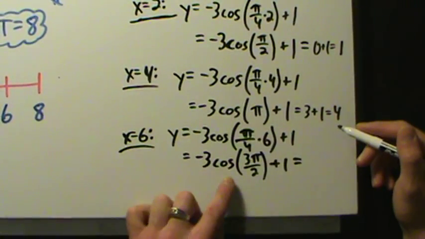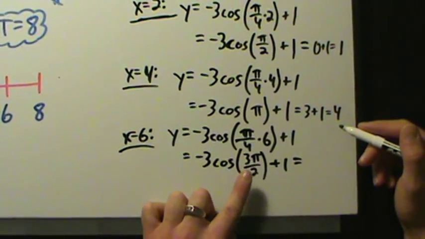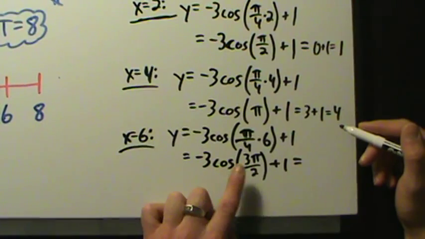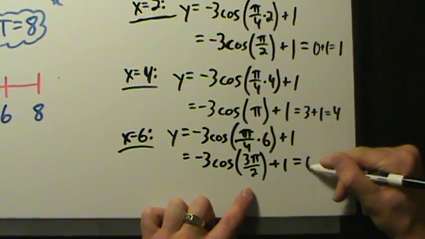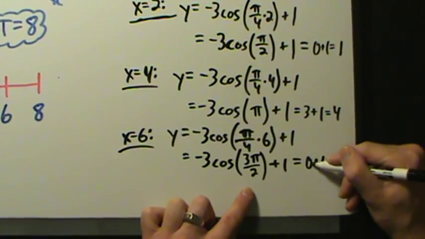And then cosine of 3 pi over 2 is 0. Okay, so we want to know that from the unit circle. Cosine of 3 pi over 2 is 0. Negative 3 times 0 is 0. So this is 0 plus 1, which is just 1. Okay.